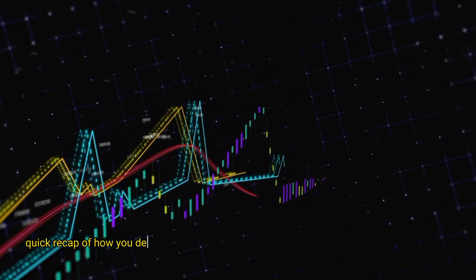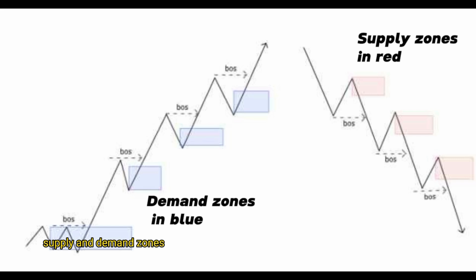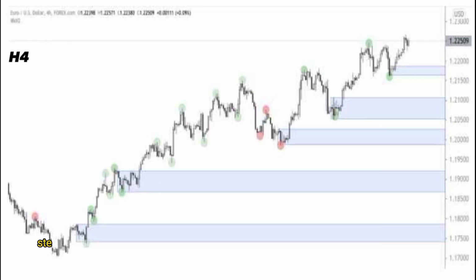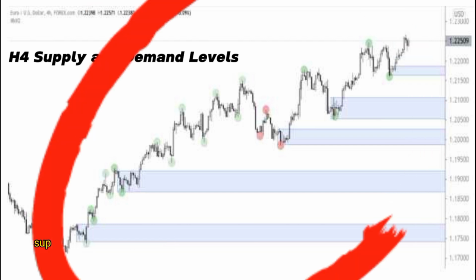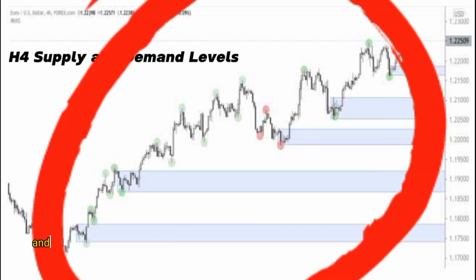Quick recap of how you determine supply and demand zones. I expect everyone to know how to find these on the charts before getting into this strategy. Step 1. Look at H4/daily demand/supply. We do not care about structure in this strategy. We simply care about whether supply or demand is in control, and if price reacts to the zones.